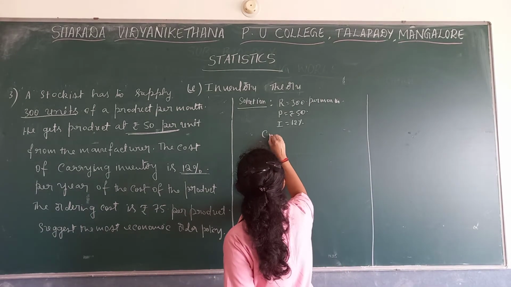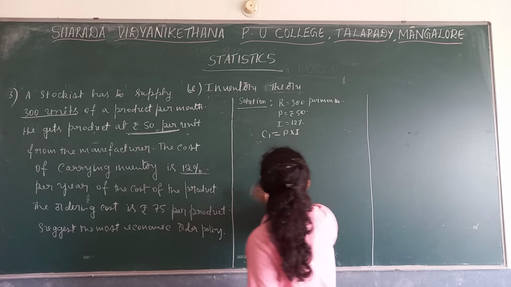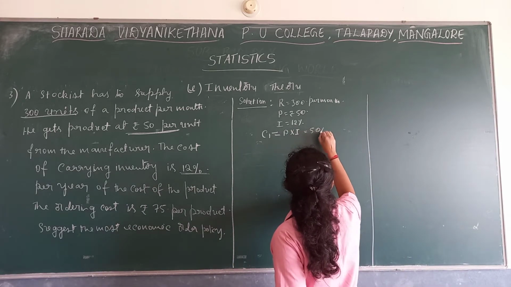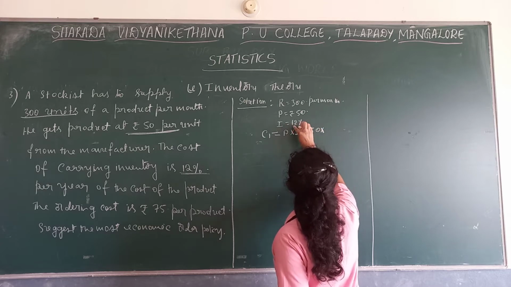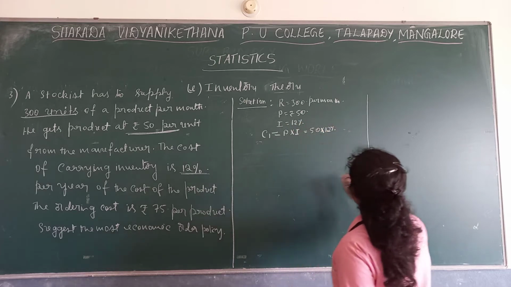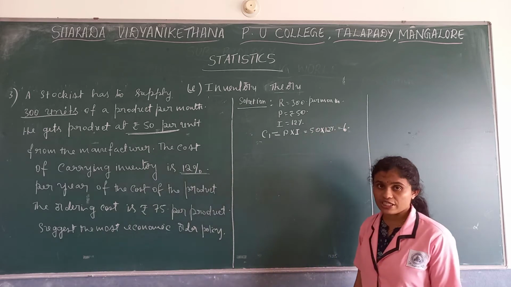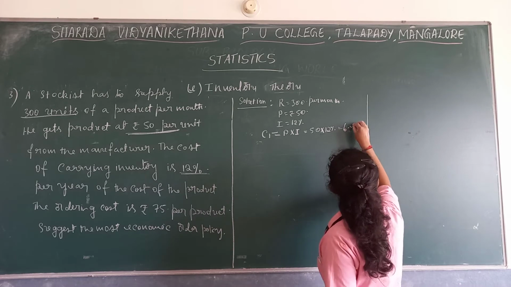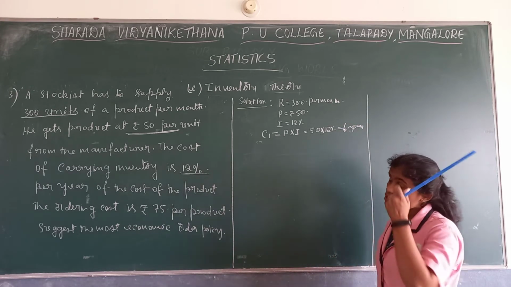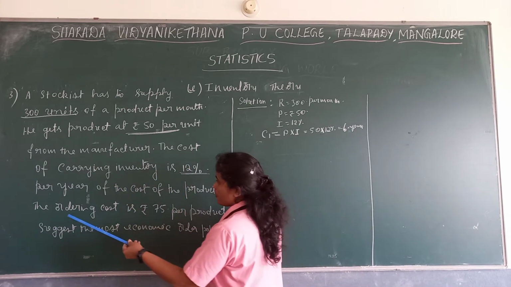So here we need to find out C1 is equal to price into inventory. Price is 50. Inventory is 12%, means 12 by 100. What do you get there? 6. That is nothing but we consider it as per year. So this is your value of C1. Then move further, 12% per year.